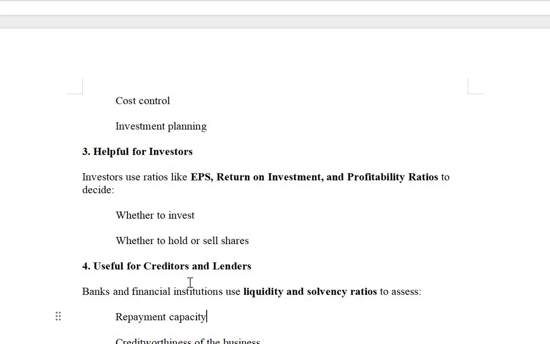It also helps the investor. Suppose the investor has already invested in the company, whether the decision taken to make the investment in the company is right or not. Or if you plan to invest in this company, whether we can invest or not, we can decide. And also whether we can purchase some more shares in this company, or we can sell shares in this company. Like this, we take n number of decisions by using the ratio analysis.